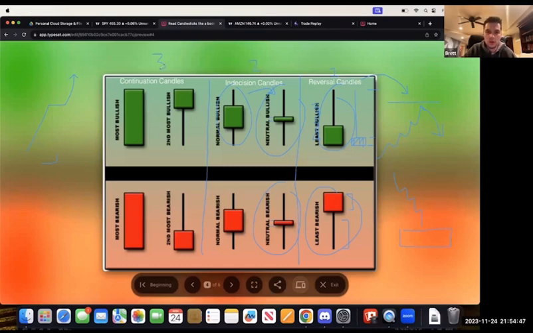In your third category, these are the candles that we love to see. These are our continuation candles, especially if you're a momentum trader, a trend trader. These are your continuation candles, right? These are the candles that we love to see.